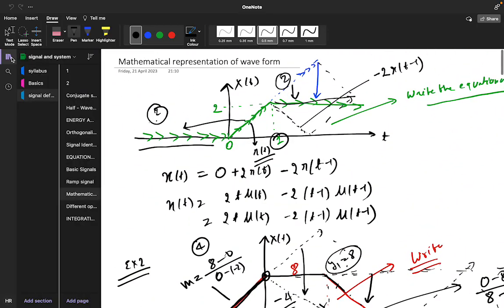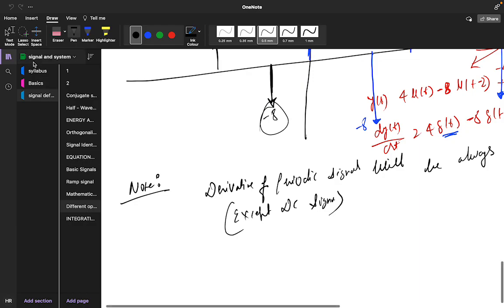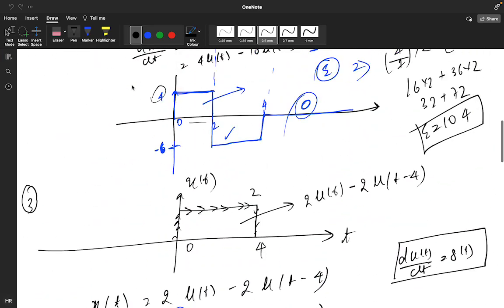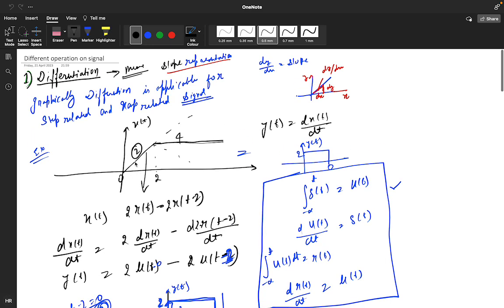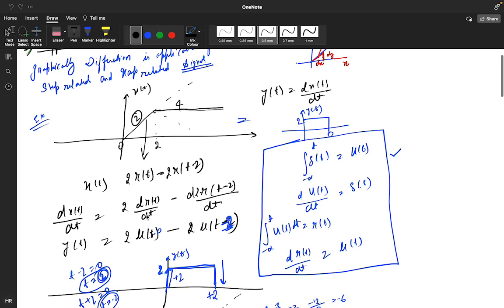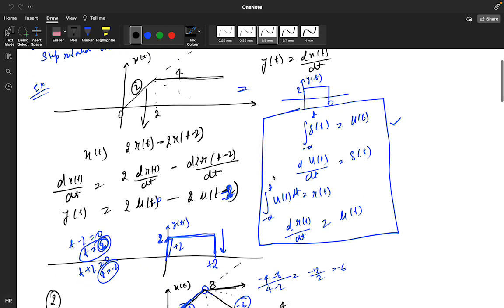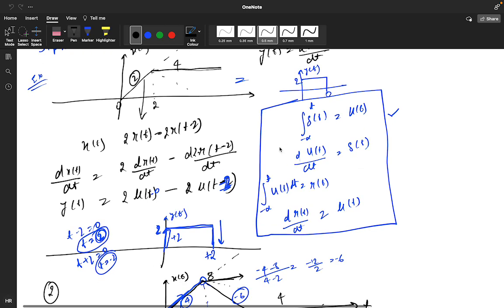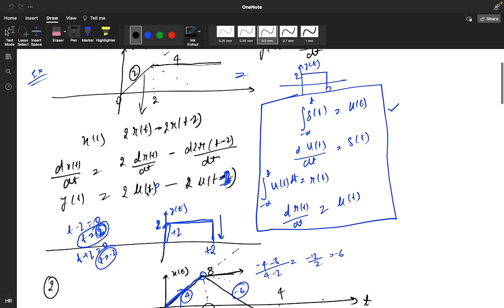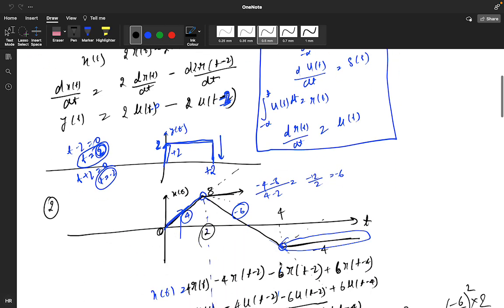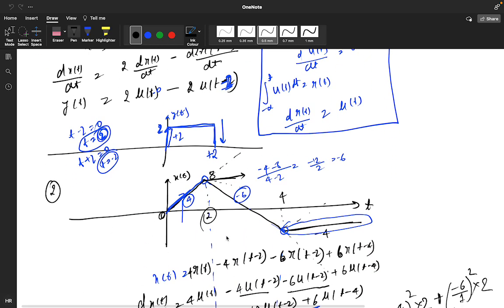After that I moved to the differentiation operation. First find the equation, then do the differentiation. I told you the differentiation of r(t) is u(t), and the differentiation of u(t) is delta(t). So if you find the equation of this and differentiate it, you will get 2u(t) minus 2u(t minus 1). I discussed these things today.